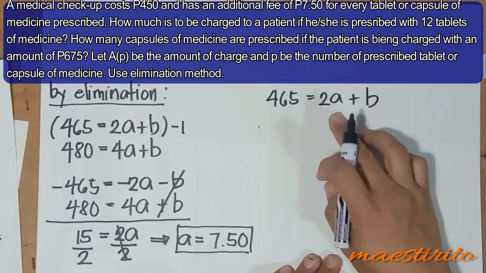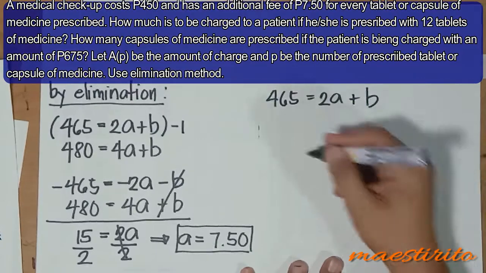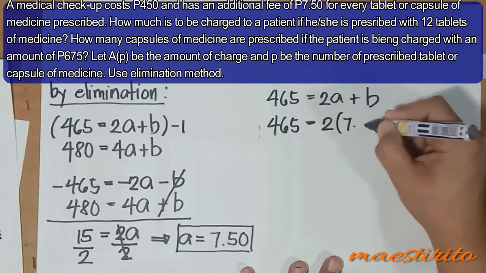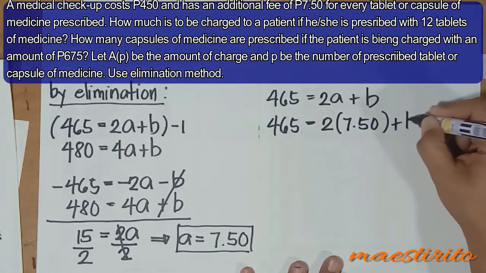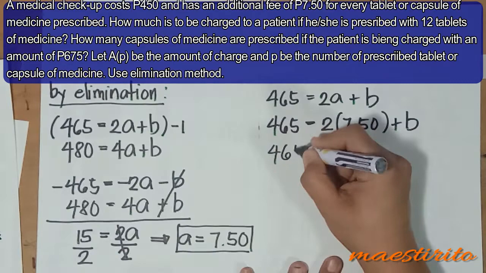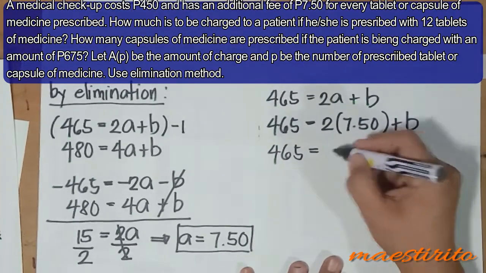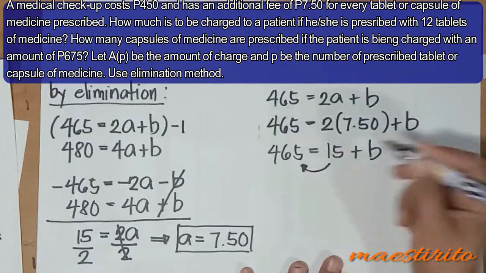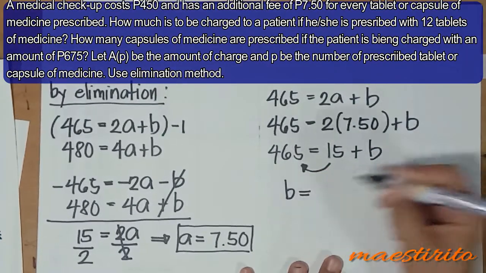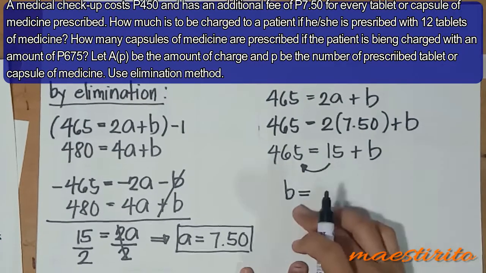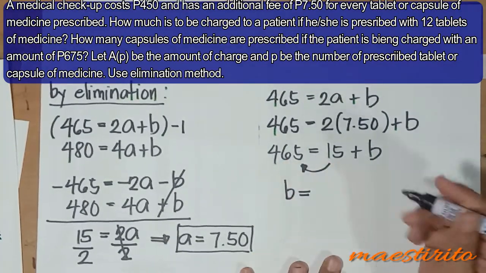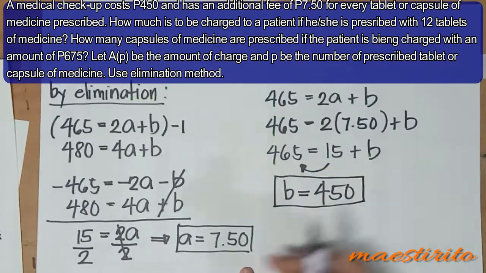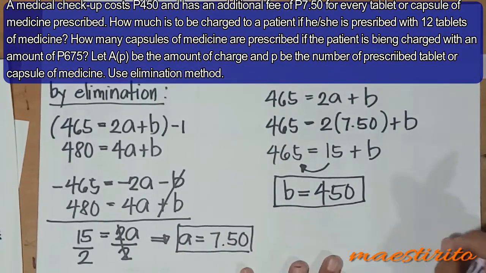By this time, I'll substitute my A with 7.50. So it will be 465 equals 2 times 7.50, plus B. So that's 465 equals 15, plus B. Transposing 15 there, it will give us B equal to 465 minus 15, that's 450. There we go. So we now have A as 7.50 and B as 450.